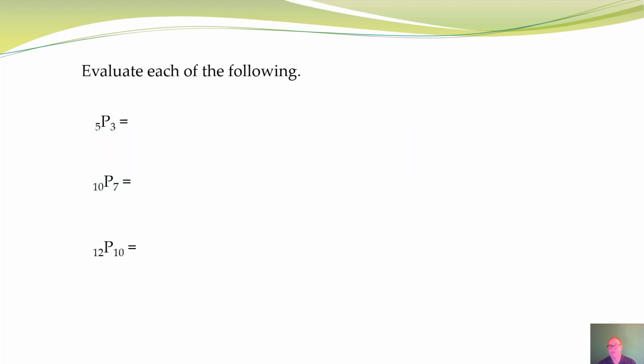So evaluate each of the following for practice. If you pause the video for a second, work these out by hand, calculator, or StatCrunch, and then come back and check your answers. Okay, 5 permute 3 should have been 60. 10 permute 7 would have been 604,800. 12 permute 10 would have been 239,500,800.